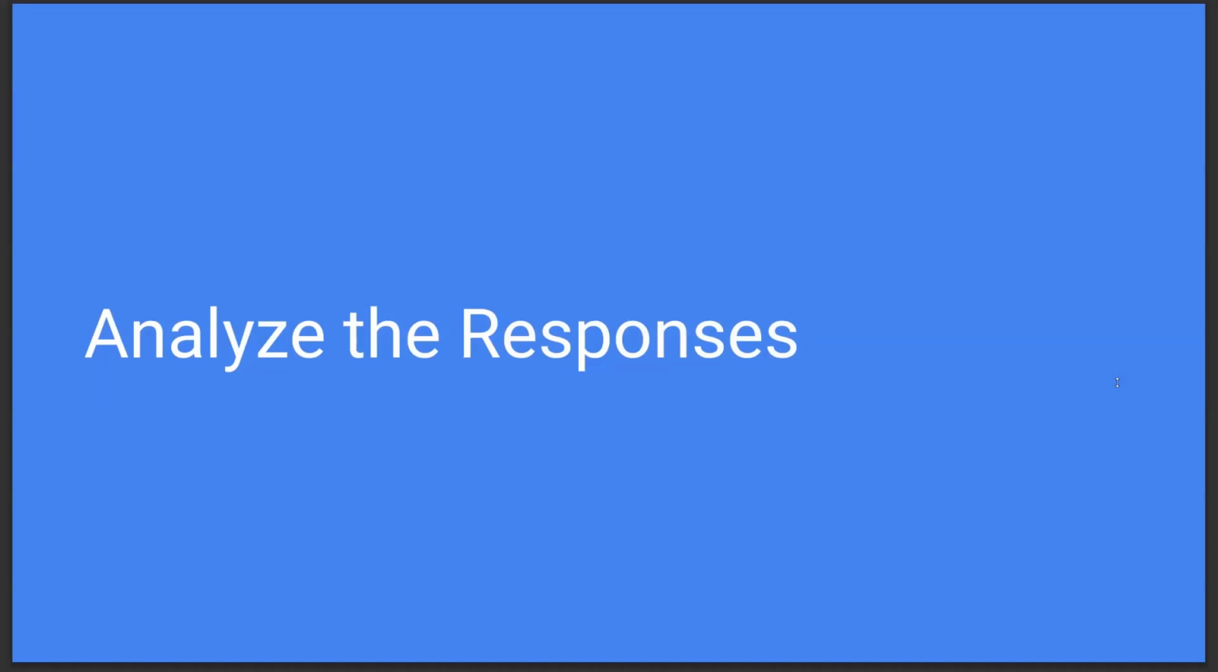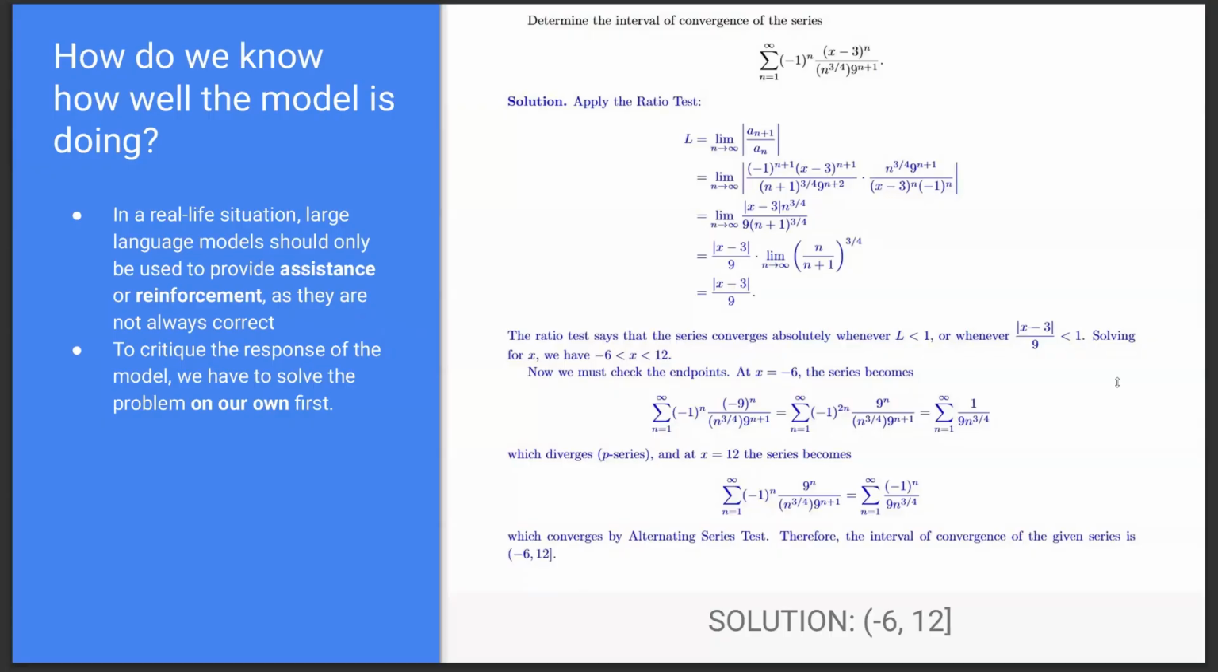Okay, so hopefully you took some time to read each of the responses. To determine how well each model is performing, we need to solve the problem ourselves first, right? In a real-life situation, large language models should only be used to provide assistance or reinforcement. We don't know if they're always going to be correct. In fact, a lot of times they're incorrect. To critique the response of the model, we have to solve the problem on our own first. So conveniently for everybody watching, I've done that on the right. Let's walk through it briefly.